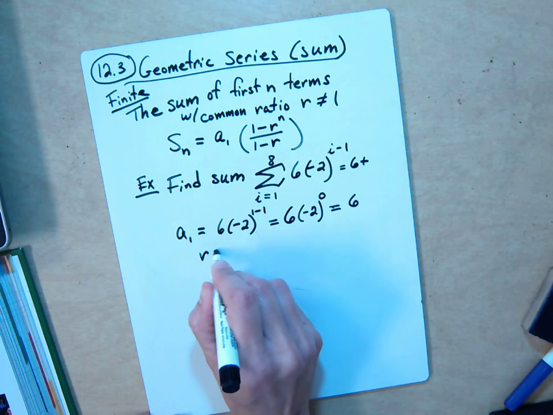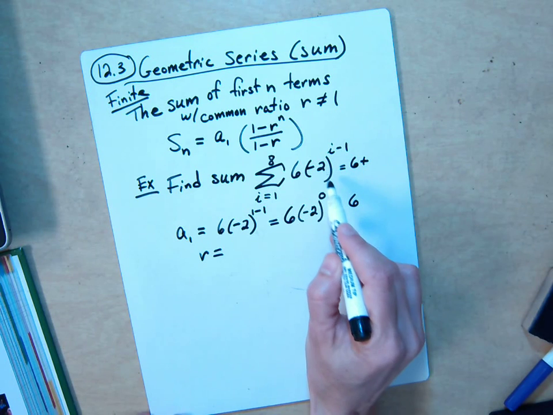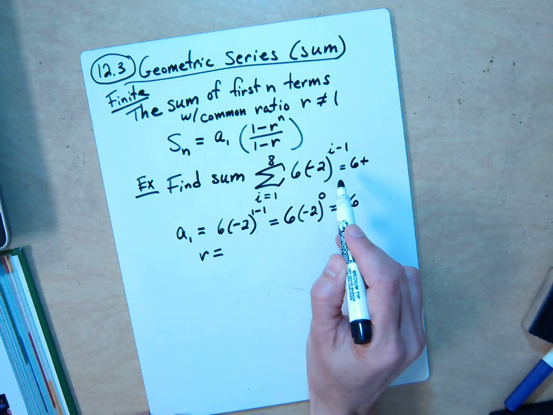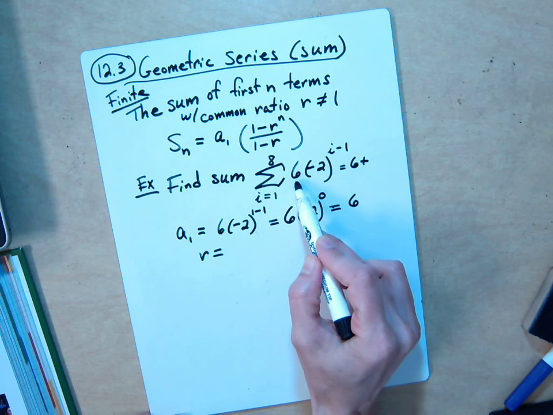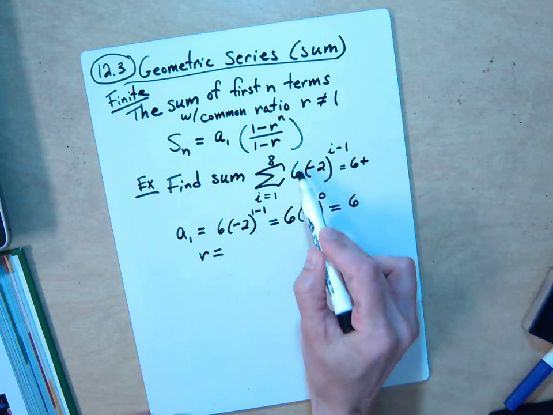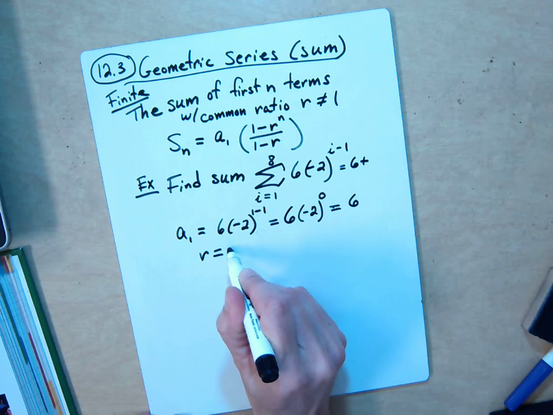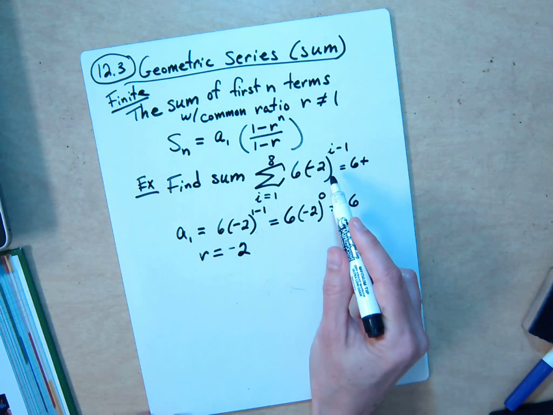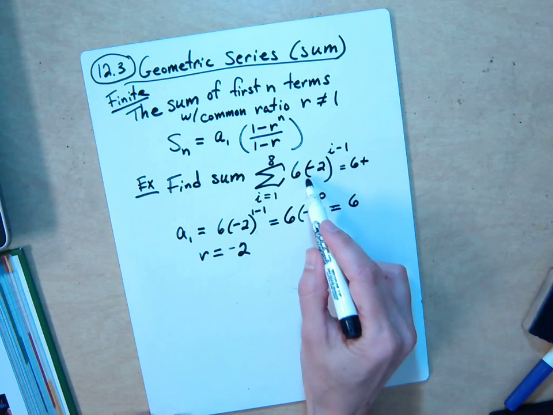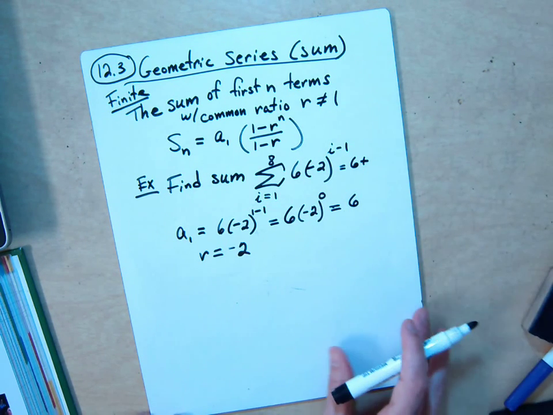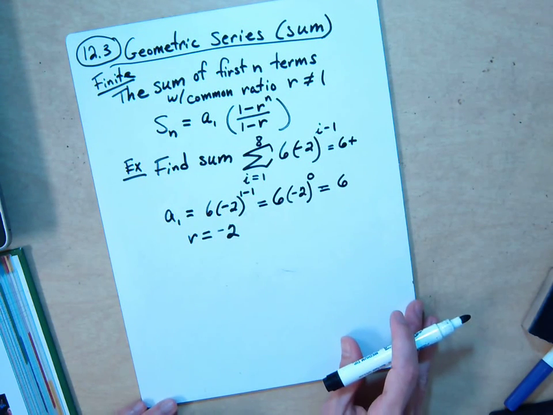The ratio is very easy to see when it's in this format, because you're always multiplying by, what can you tell? You're taking the first term and you're always multiplying by negative 2. So r is negative 2. You can see it from looking at the expression. You're always multiplying by negative 2. So we plug it into the formula.